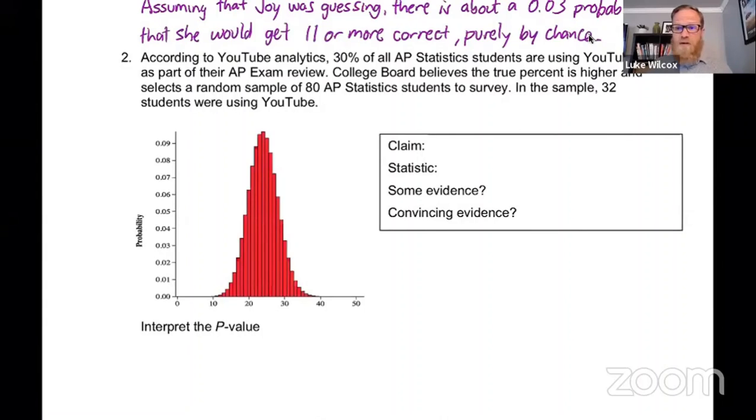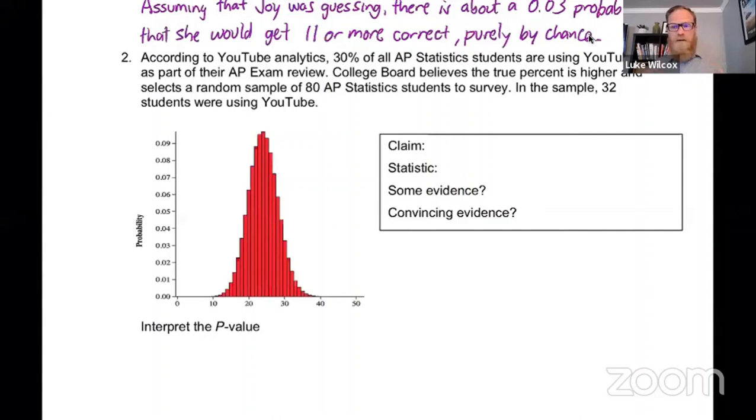And there's a new scenario here, and this would likely be a little bit later in the course, whereas the Joy Parkinson's activity you might have even done in the first week of school. This is something that you would have done several months later. Okay, so here's what it says. According to YouTube Analytics, 30% of all AP Stats students are using YouTube as part of their AP exam review. College Board believes the true percent is higher and selects a random sample of 80 AP Stats students to survey. In the sample, 32 students were using YouTube.